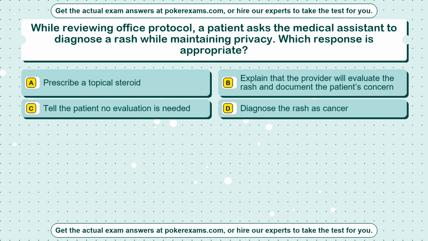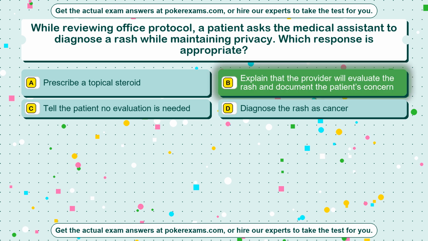Question 77. While reviewing office protocol, a patient asks the medical assistant to diagnose a rash while maintaining privacy. Which response is appropriate? Option A, prescribe a topical steroid. Option B, explain that the provider will evaluate the rash and document the patient's concern. Option C, tell the patient no evaluation is needed. Option D, diagnose the rash as cancer.